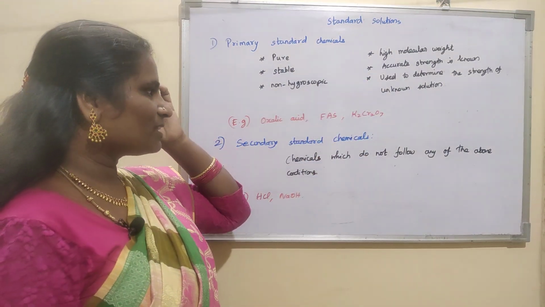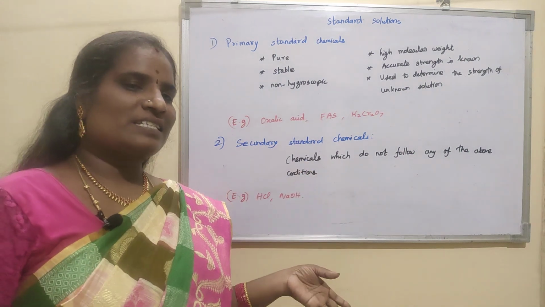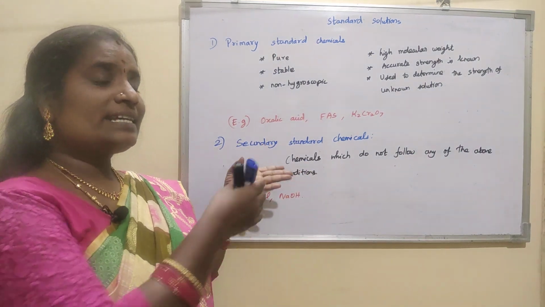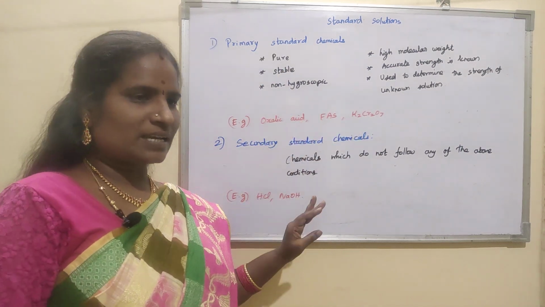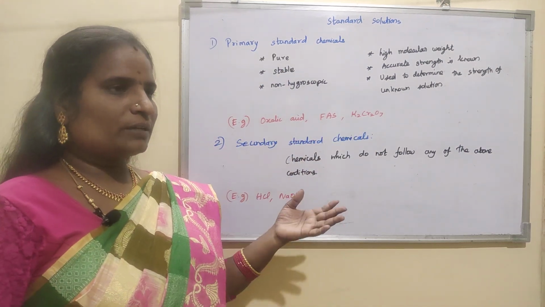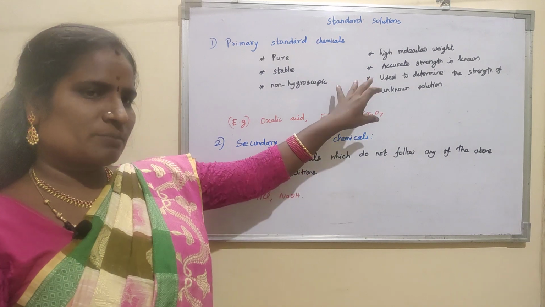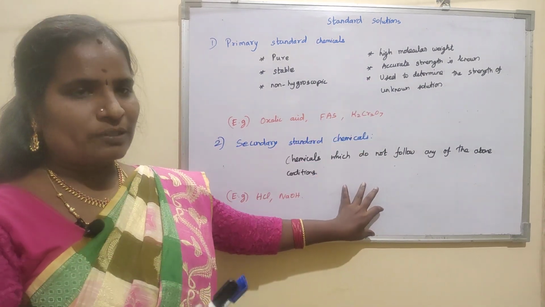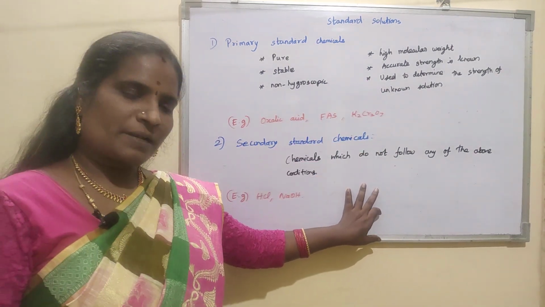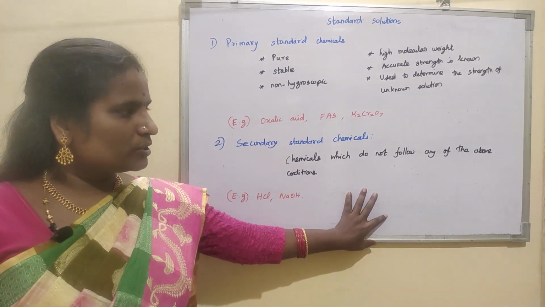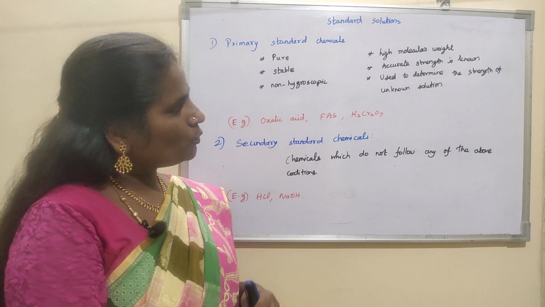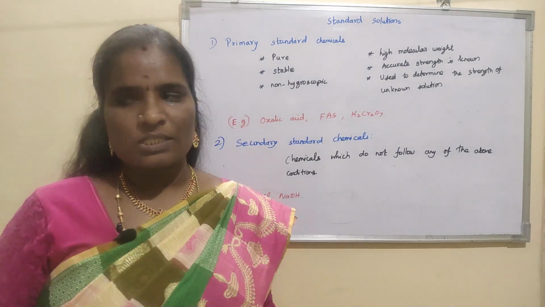In your book, they are given as standards and working standards. So this is in detail. When you come to higher studies, we use primary standard chemicals and secondary standard chemicals. Using the primary standard, you find out the concentration of other primary standard or secondary standard solutions. Hope you understood this one. Now let us move on to the factors which affect solubility.